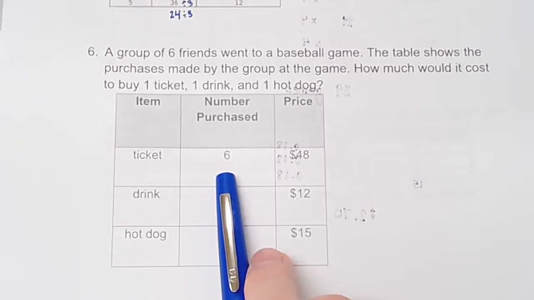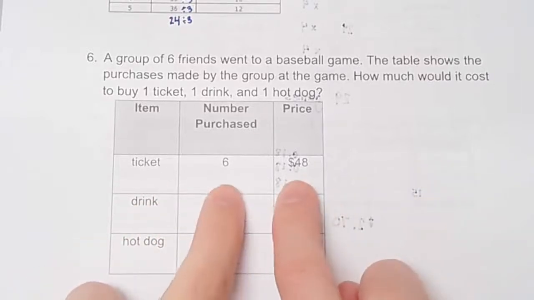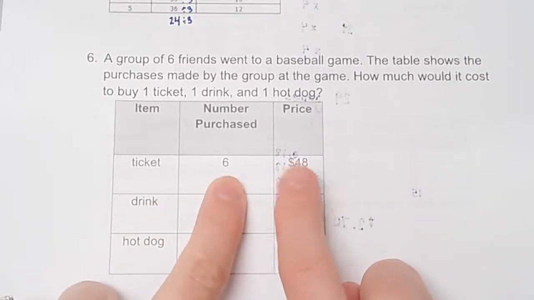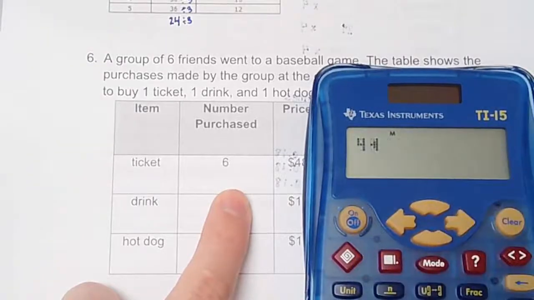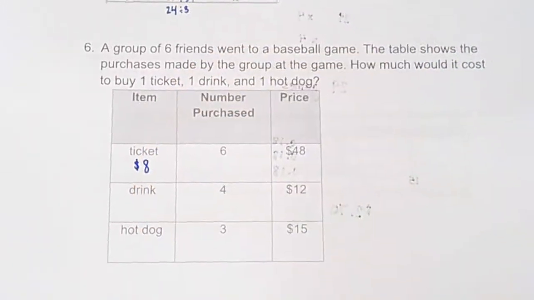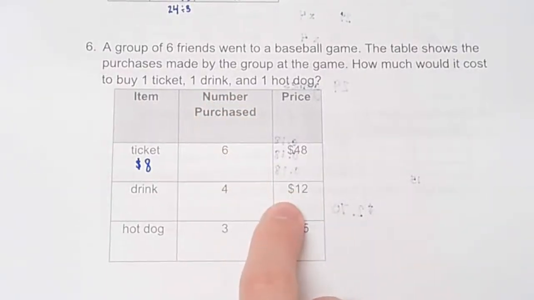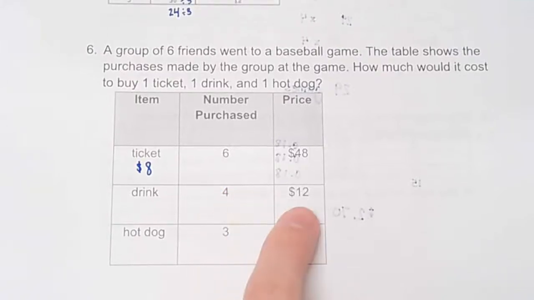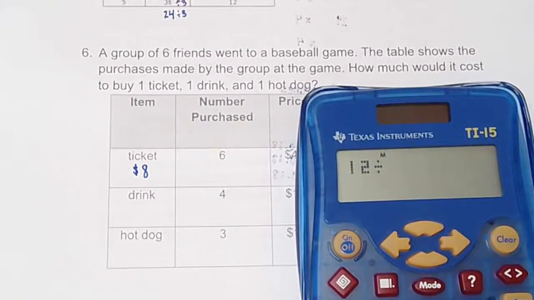Well, I can buy 6 tickets for $48. So then how much is 1 ticket? So hopefully you understand that that's a division question. So if I do 48 divided by 6, that tells me that 1 ticket costs $8. Okay? All right, same thing for the drink. They're asking about 1 drink. Well, they've told me that 4 drinks cost $12. I don't want to know about 4 drinks. I want to know about 1 drink. So once again, I would do 12 divided by 4, because remember, money always goes first. And I get $3. Okay?